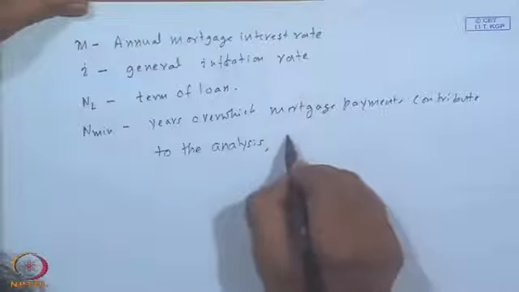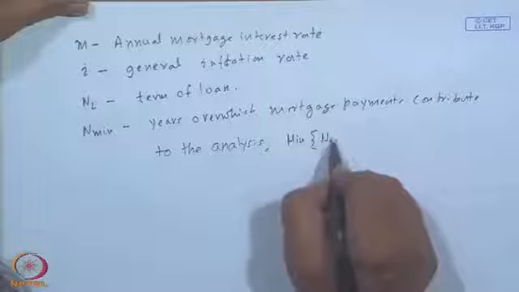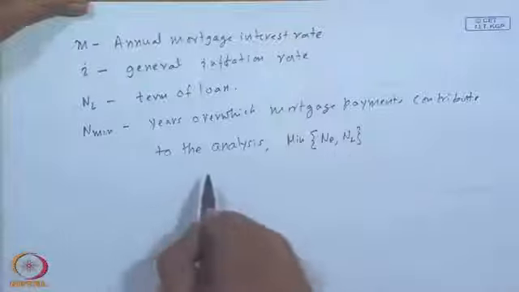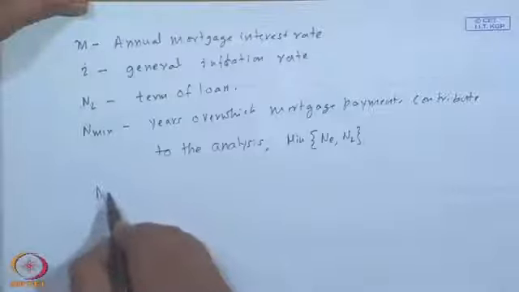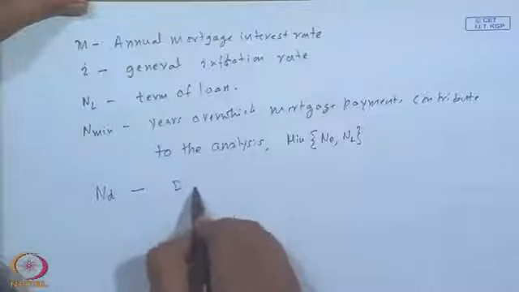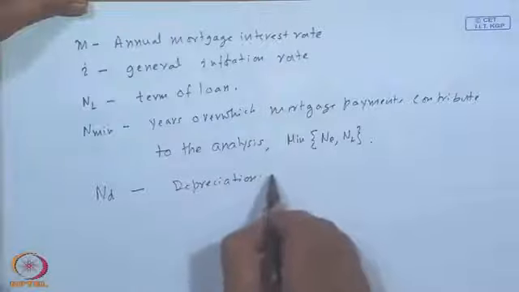Actually, it will be the minimum of NE, NL, right, which we have already defined. And D is the depreciation time in years.